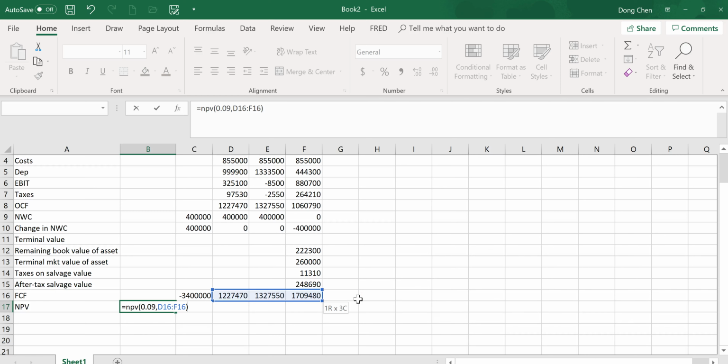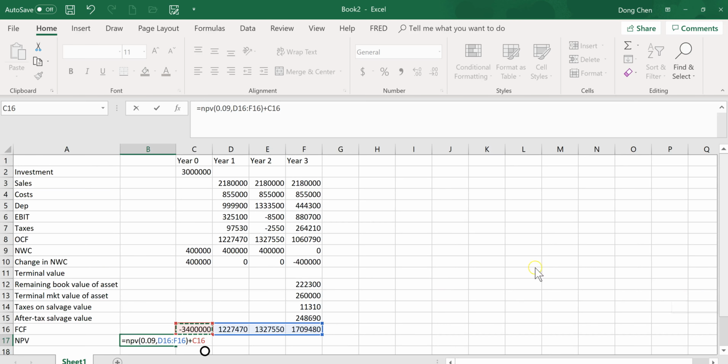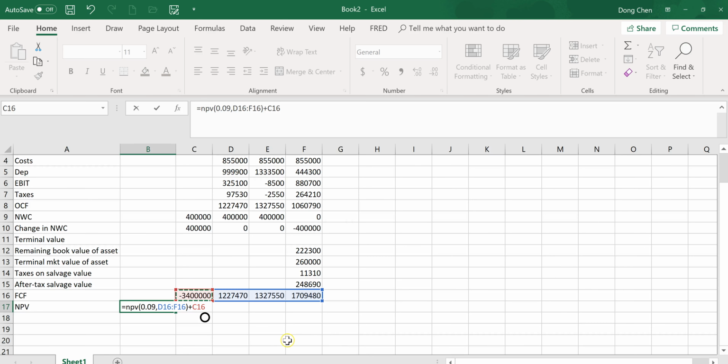Of course, since we left out the year 0 cash flow, we still need to add it back. Why do we add rather than subtract? Because we already took care of the sign. This is negative because we did the investment in fixed assets and the investment in net working capital. So this turns out to be negative. That's why we need to add rather than subtract. Sometimes it's easy to forget.